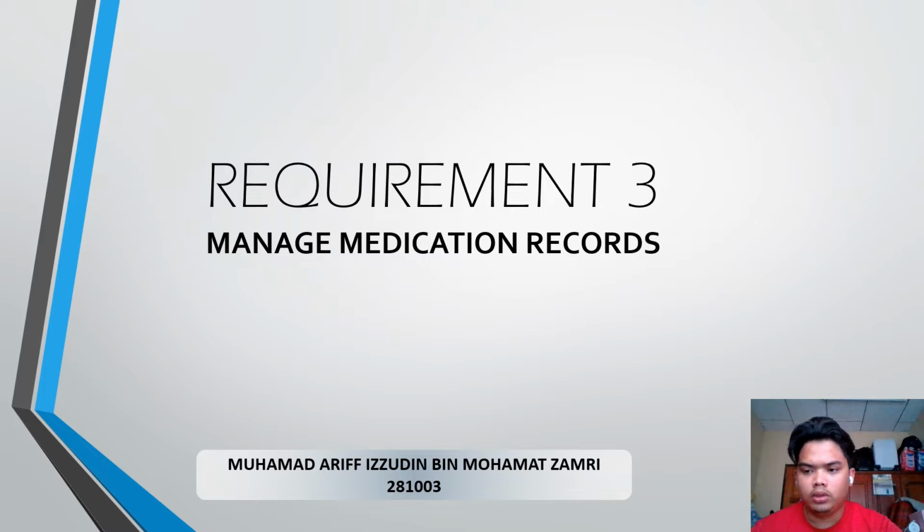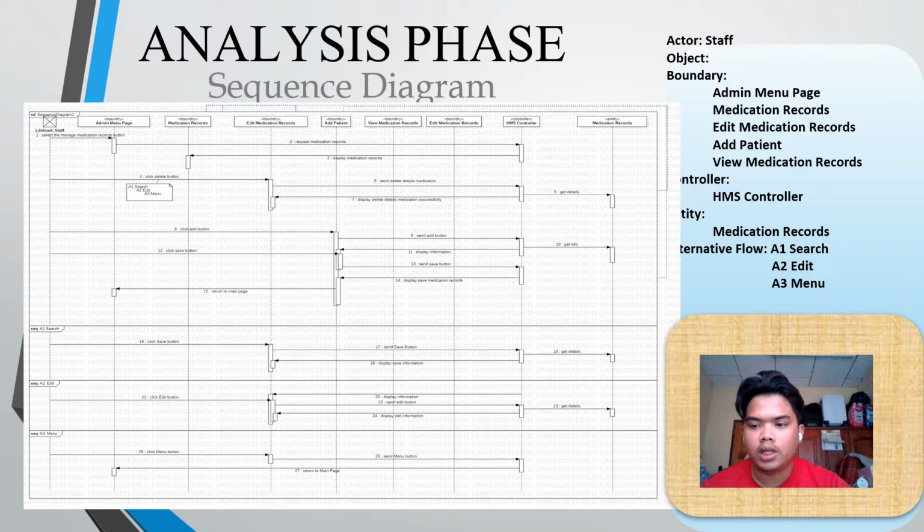I'm doing requirement 3, which is manage medication record. This is my sequence diagram. I have 5 boundaries, standing for admin menu page, medication record, edit medication record, add patient, and view medication record. For the controller is HMS controller. My entity is medication record. For alternative flow, I've got 3: A1 search, A2 edit, and A3 menu.